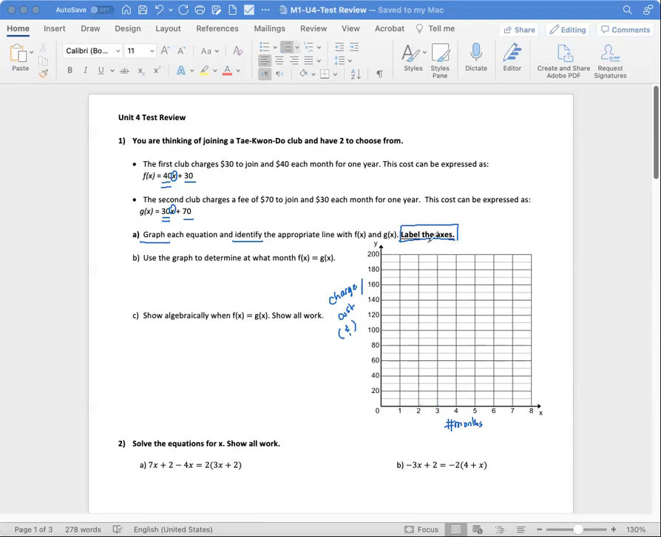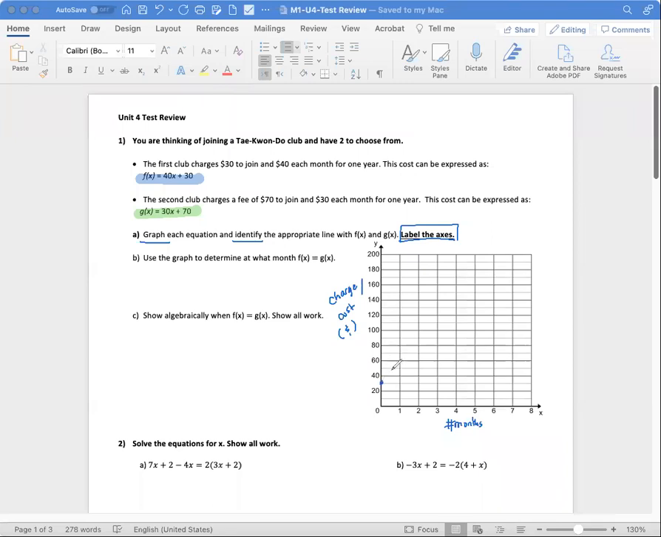Then the second part is graph. So how do we graph this? Let me color code them here. Let me put this one in blue and one in green. So I will graph f of x starting at 30, which is the y-intercept.